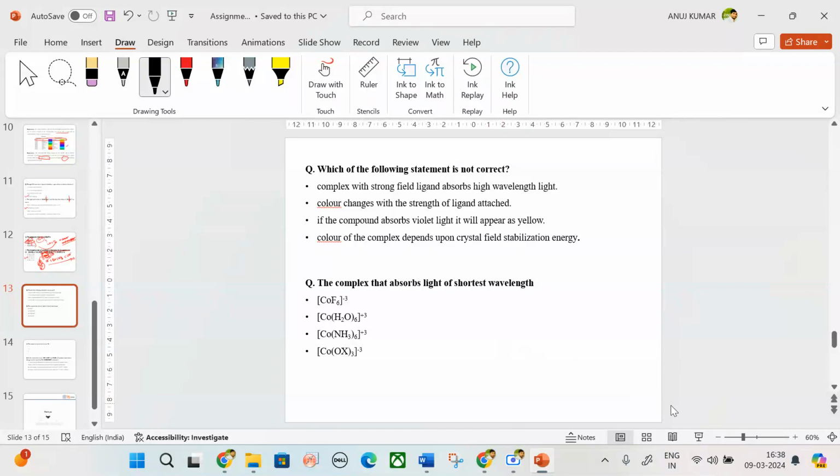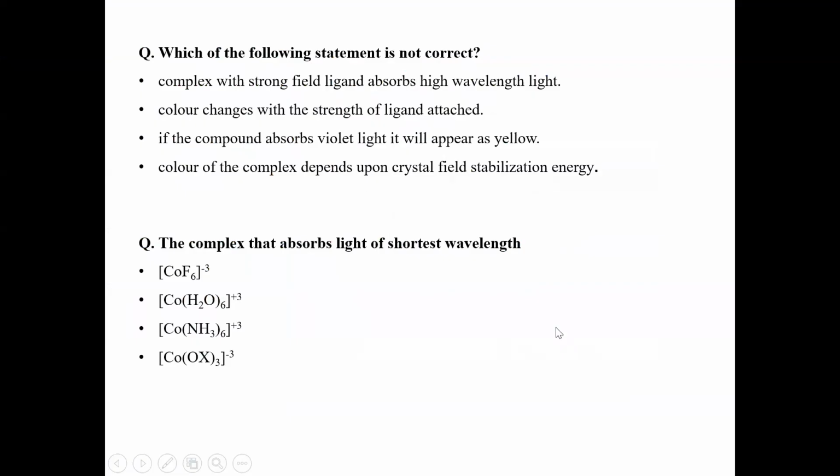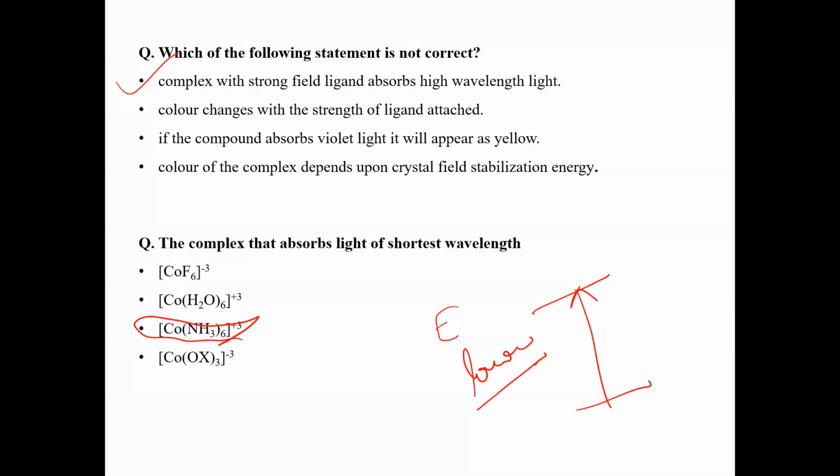Just arrange them in their order, and first you have to see the energy order, and after that arrange them in order of wavelength. So the strong ligand will be showing the shortest wavelength. So here in this case, I think ammonia is the strongest ligand that will be imparting a higher energy gap and corresponding low wavelength, right? So this option will be correct. Understanding my point?